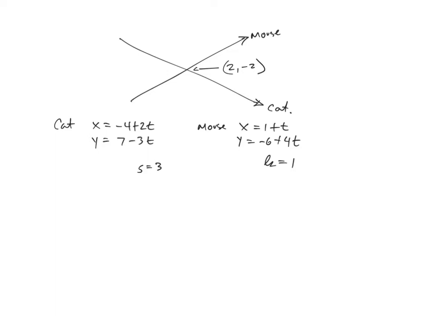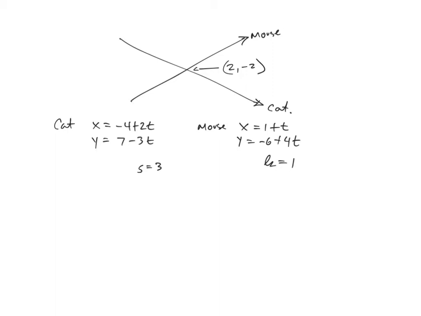Then we said, what can we do to the cat so that it will catch the mouse? One thing we can do is change the speed at which it's traveling along this trajectory, either speed it up or slow it down so that it reaches this intersection point of 2, -2 at the same time as the mouse.